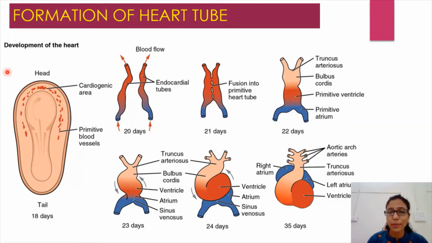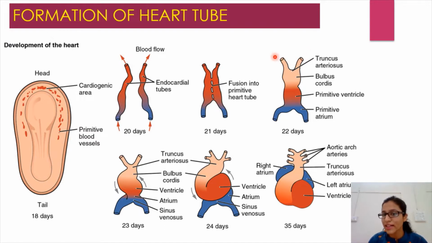So let's see the formation of the heart tube. The endothelial tubes are developed in the cardiogenic area of the intraembryonic mesoderm. These are the two endothelial or endocardial tubes, which later fuse craniocaudally into a single tube. This tube presents certain dilatations.